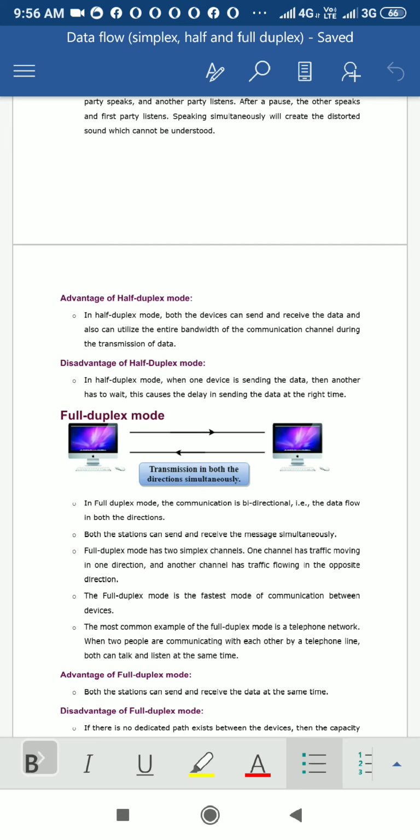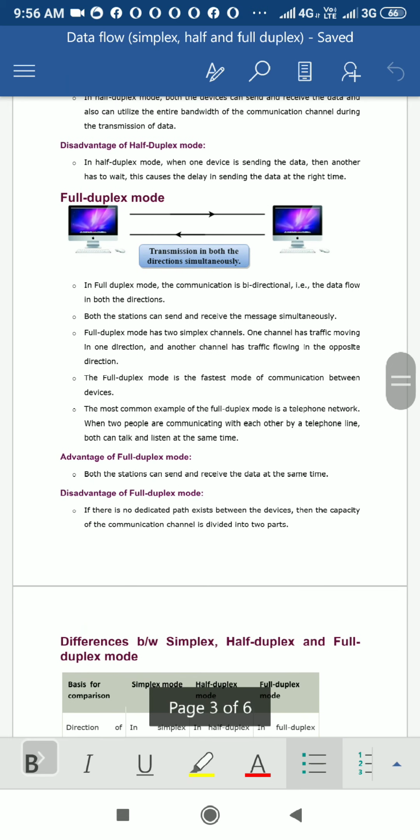Now last is full duplex mode. So in full duplex mode, the communication is bidirectional, means the data flow in both directions at a time. Both the stations can send and receive the messages simultaneously. It has two simplex channels, means one channel has traffic moving in one direction and the another channel has traffic flowing in the opposite direction.